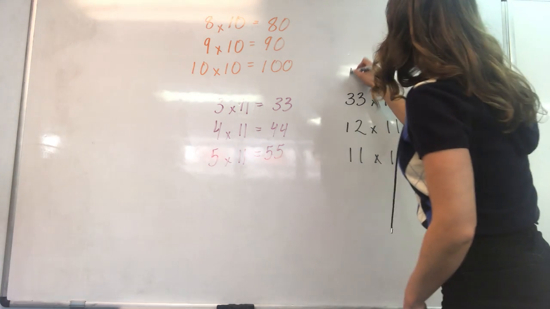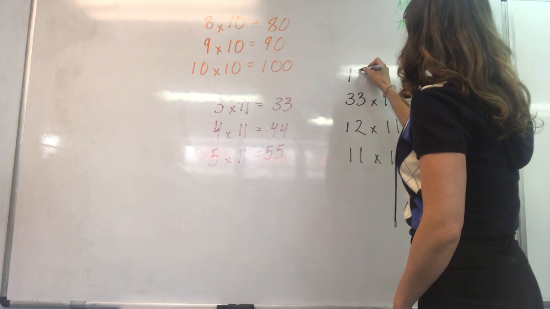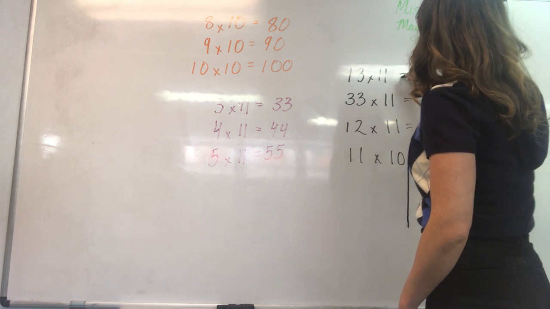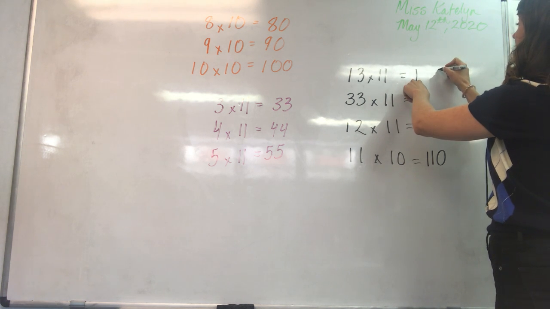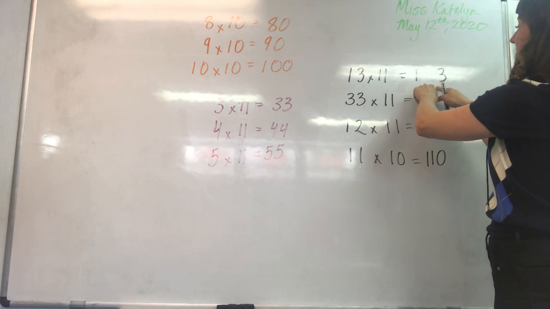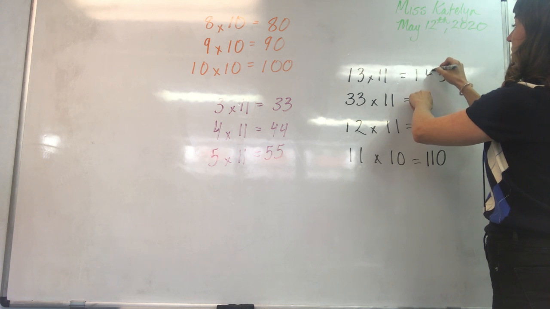All right, let's do this again. 13 times 11. All right. I split the two factors, 1 space 3, and then I add them together. 1 plus 3 is 4.